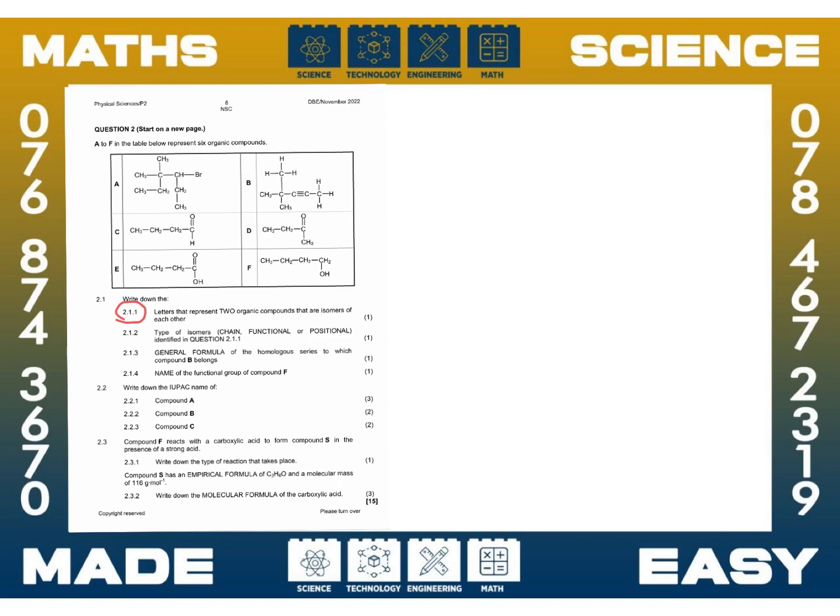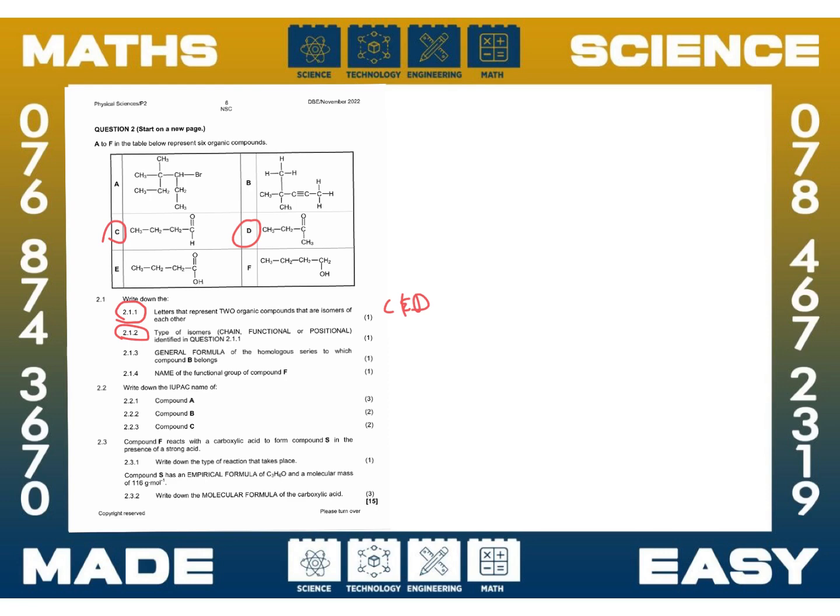Now, in this case, that tells us that the number of hydrogens and the number of carbon must be the same. So in this case, that will be our C and D. When you look at C and D, they look exactly the same. We have the same number of carbon and the same number of hydrogens. So we know that these are our isomers. So we say C and D. Okay. We move to 2.1.2.